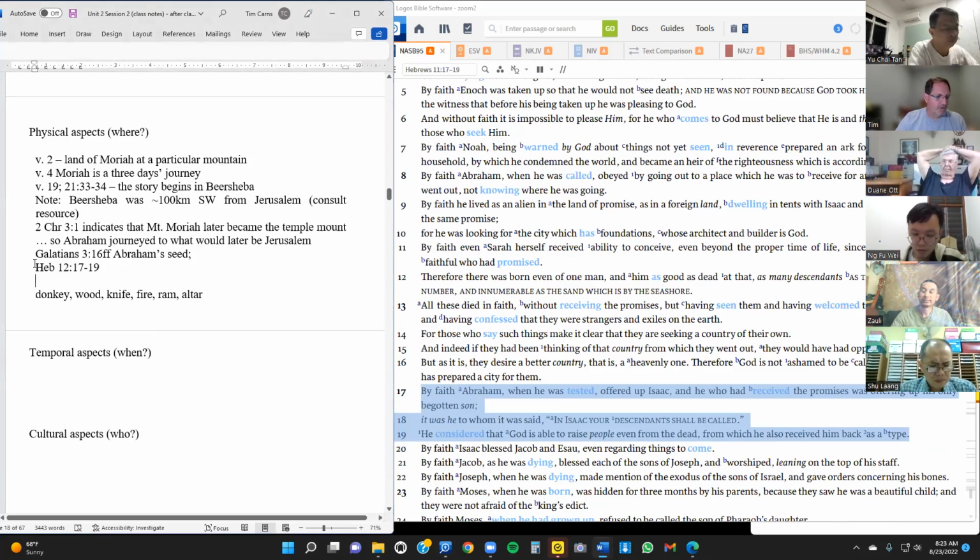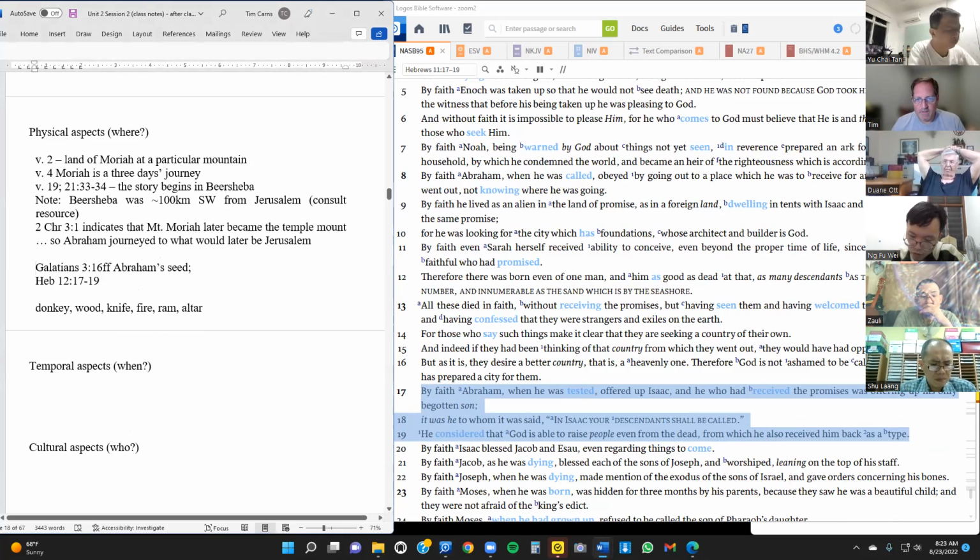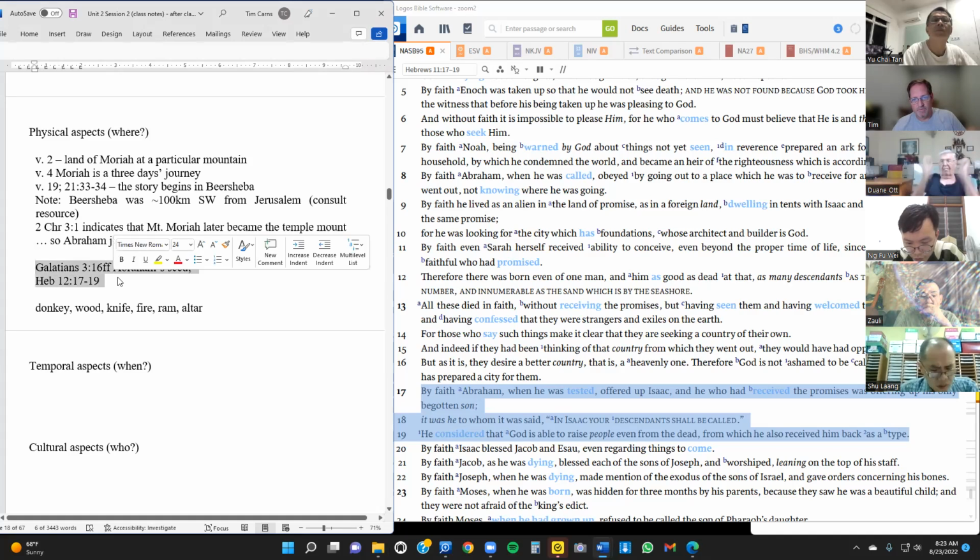Okay, so those are things that we want to keep in mind for later reference after we've studied the story. But those are some passages which give connection to this account.